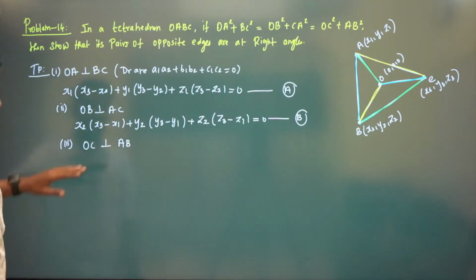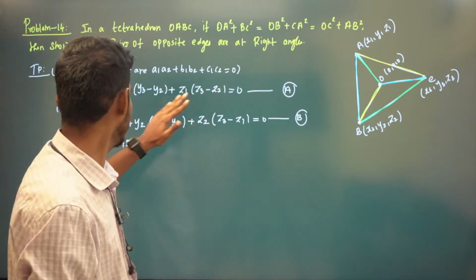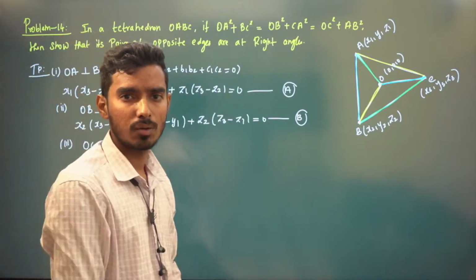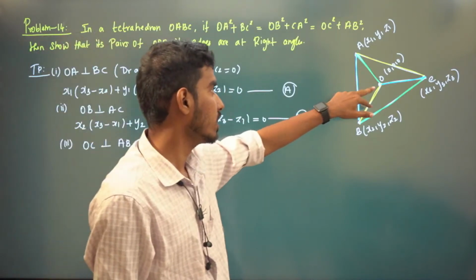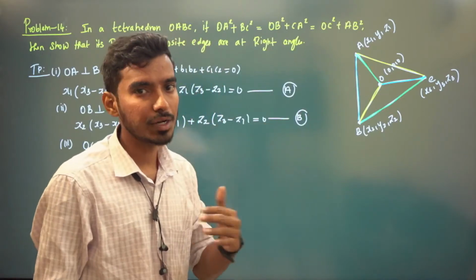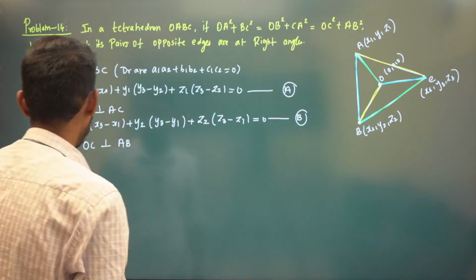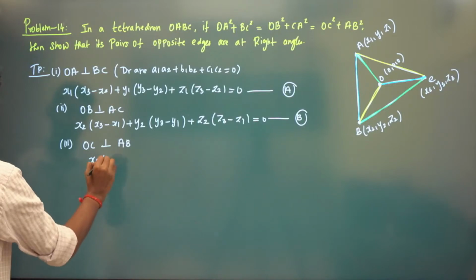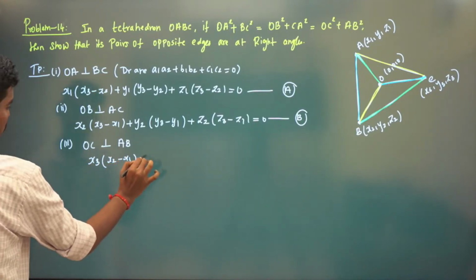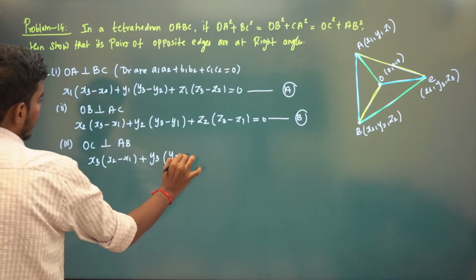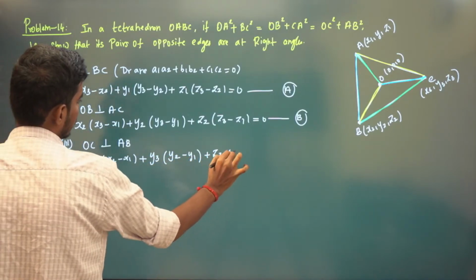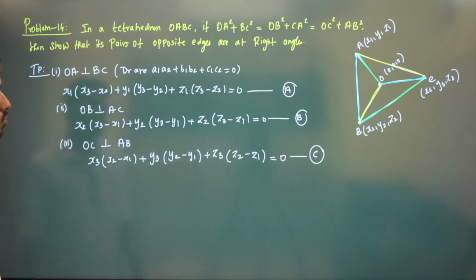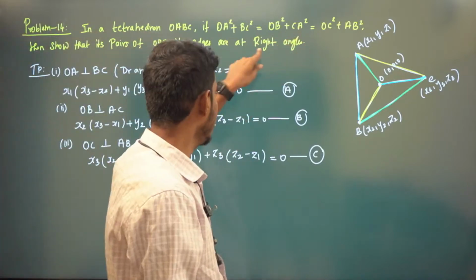Very easy, right? I think you're able to follow. I'm just finding the direction ratios of OA and BC and using the perpendicular condition, A1 A2 plus B1 B2 plus C1 C2. The direction ratio is nothing but subtracting the coordinates. For direction cosines, you need to divide by the magnitude. So OC perpendicular to AB: C is x3, and AB is x2 minus x1, y3 with y2 minus y1, z3 with z2 minus z1. These are the three things we need to prove.